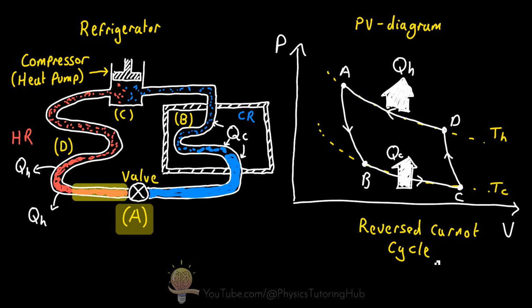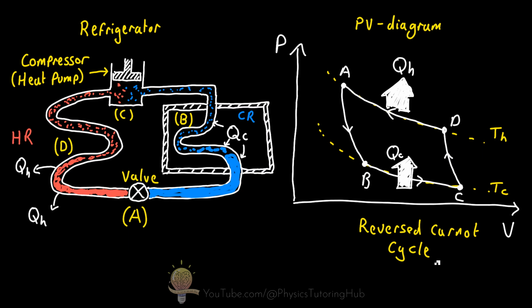Now, just before the valve, the refrigerant has a high pressure and temperature, and we can see this on our PV diagram. The refrigerant is also in a liquid state. Part A on our PV diagram sits on a higher temperature isotherm. When a high pressure liquid is forced through a small opening, it rapidly expands, and this is an adiabatic expansion. This is because the expansion happens so fast that any surrounding heat doesn't have time to transfer into this liquid.